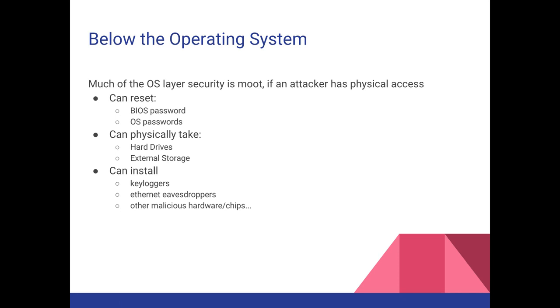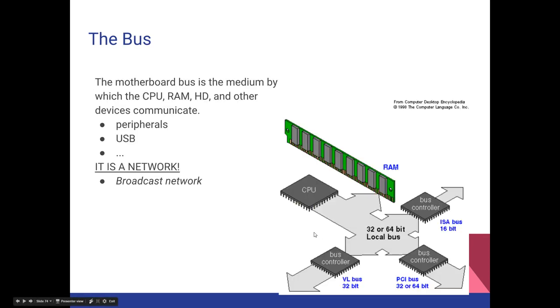So we studied a lot about operating systems, security, exploit mitigations, and all of the software level security, but much of this security is moot if an attacker has physical access and knows what they're doing. They can do things like reset the BIOS password, they can reset operating system passwords, they can physically take your hard drives and external storage, they can install keyloggers, Ethernet eavesdroppers, and other malicious hardware and chips.